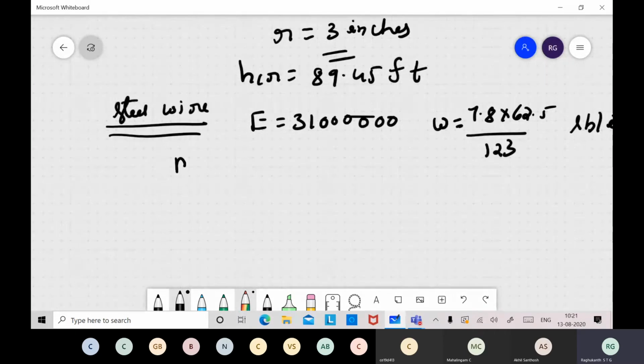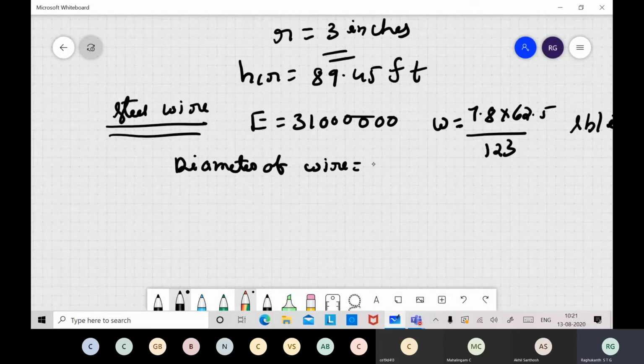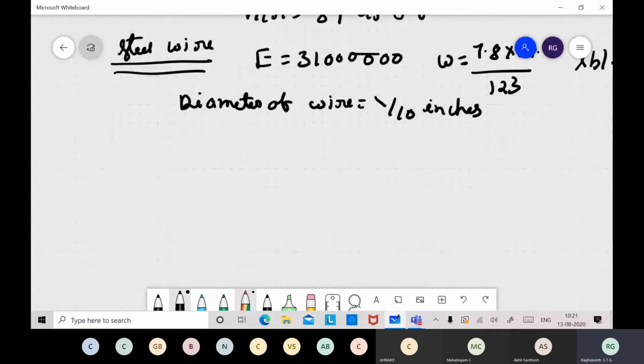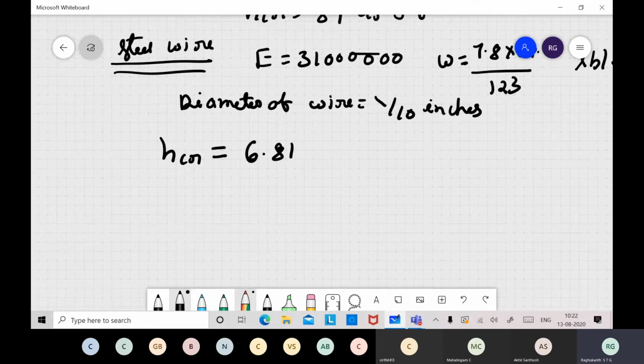And if the diameter of the wire is 1 by 10 inches, and you try to find out the critical weight and height, how much a steel wire can be built, this turns out to be 6.81 feet. So this is how you can calculate the critical buckling loads.